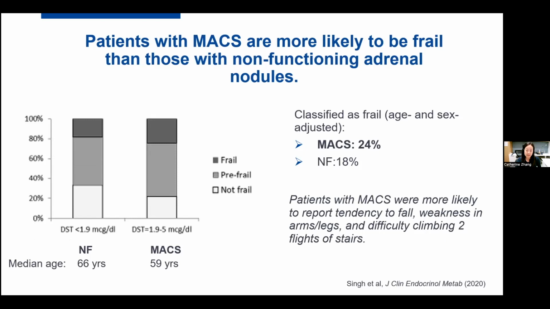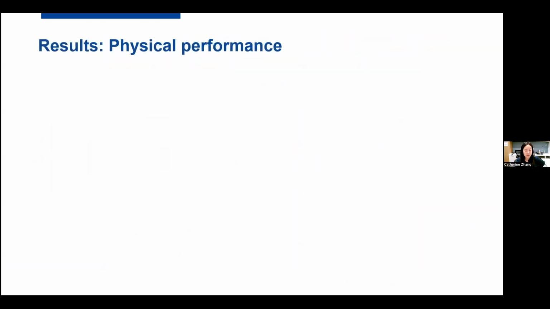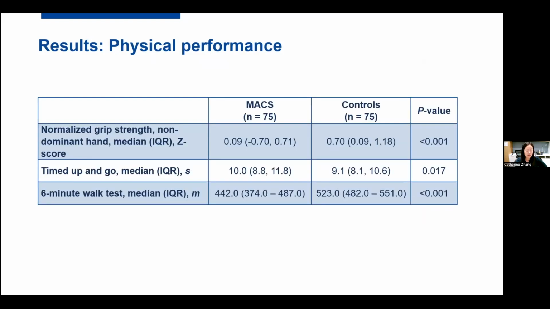If we look at specific symptoms, patients with MACS were more likely to report a tendency to fall, weakness in their arms and legs, and difficulty climbing 2 flights of stairs. This suggests that patients with MACS may have underlying deconditioning and muscle weakness that may predispose to falls and fractures. When we looked at our data from physical performance in the prospective MACS cohort, this did seem to confirm some of these self-reported symptoms.